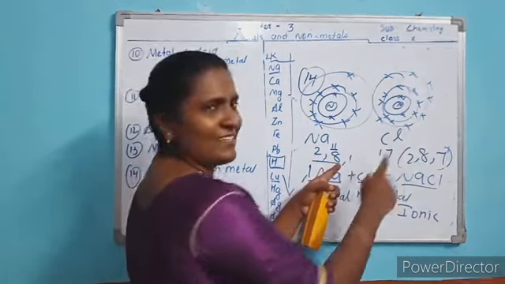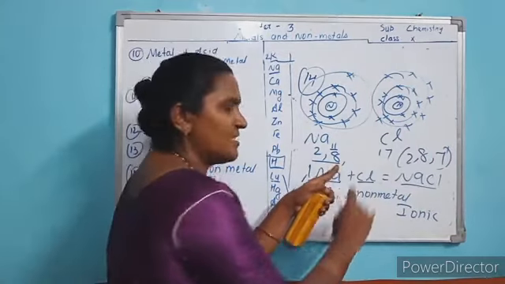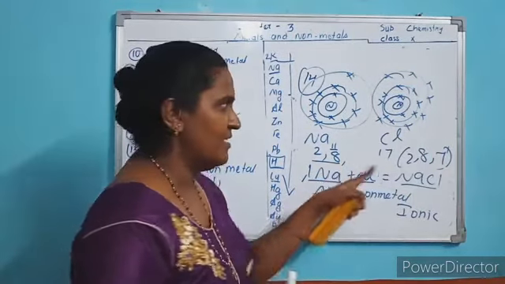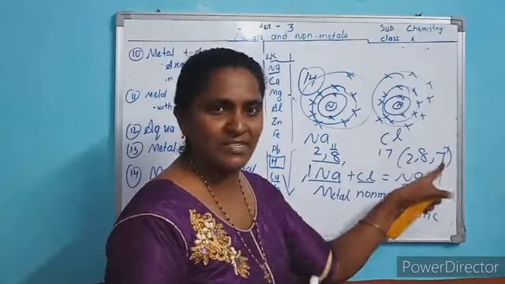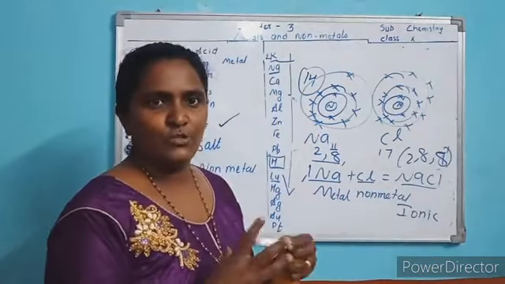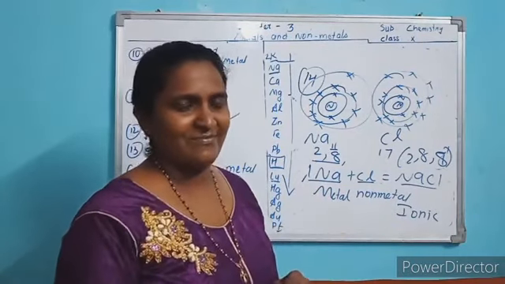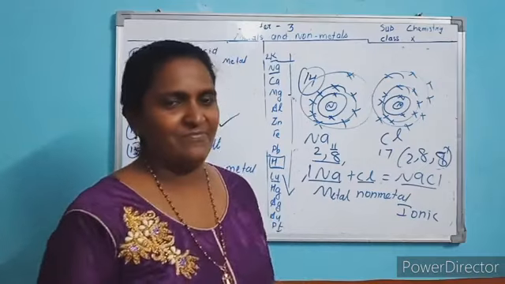To be stable, what do they do? They donate 1 electron. If it donates 1 electron, the last shell electrons become 8, stable, and it will donate 1 electron to this one. So here it will get 8 electrons. It is also stable. To attain stability, they donate electrons. Metal always donates. Non-metal always gains.